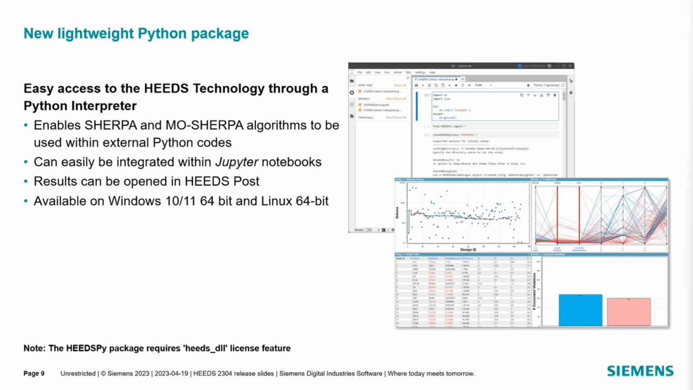The good thing about this is that the results from the HEEDS library can actually be shown in HEEDS Post, and this is available on Windows 10 and 11, as well as Linux 64-bit platforms. The most important thing is that this does not come with your typical HEEDS MDO package license. This requires a separate license feature. So feel free to contact us for more information in that regard.